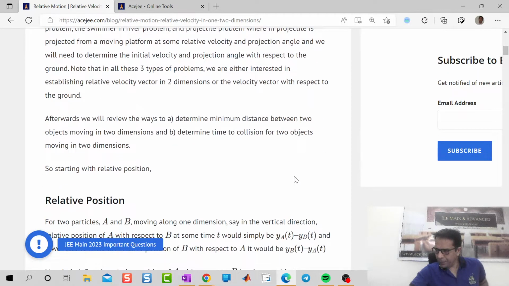So, just as a quick recap, we'll start off with understanding the relative position, and then we'll talk about relative velocity. Relative position was fairly simple and straightforward yesterday, right? So if you talk about one-dimensional motion, then let me just draw a quick scenario here.